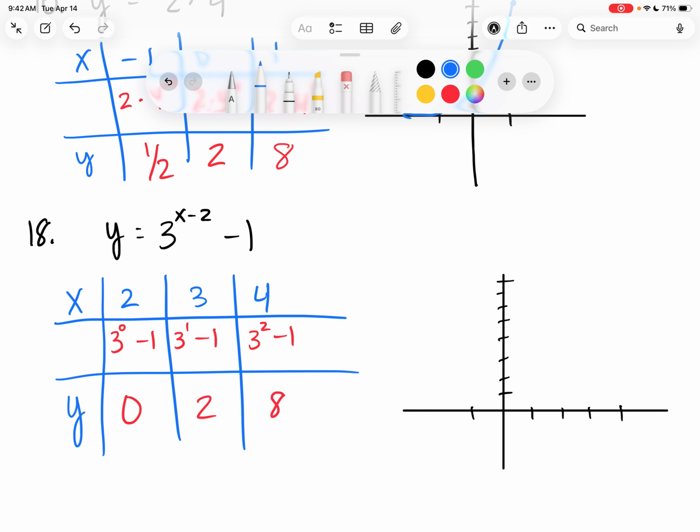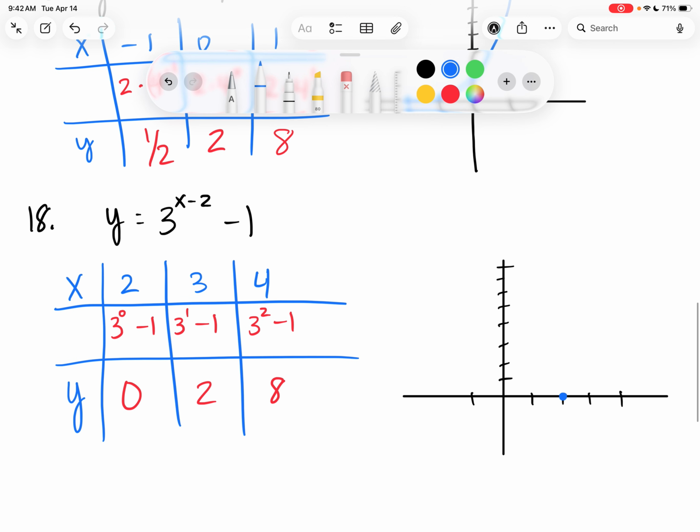So now I have to watch. So I have a point at (2, 0). So that's here. I have a point at (3, 2). And then I have a point at (4, 8).